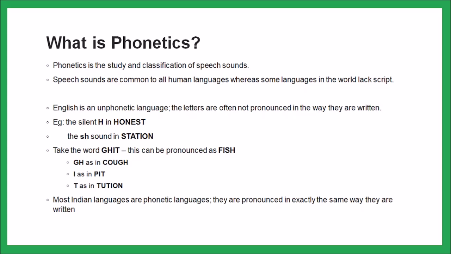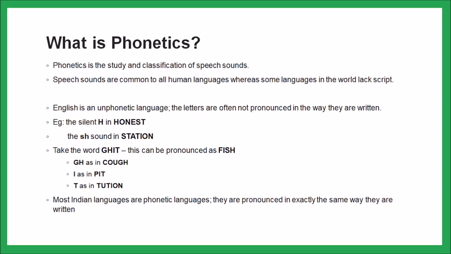Take this word tuition, T-U-I-T-I-O-N. Tuition. Take that second T. Shin. So T gets the pronunciation of sh. So therefore, we can assume G-H-I-T is the word fish. So the example of this word shows you how unphonetic a language English is.